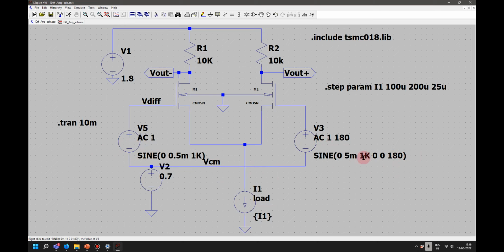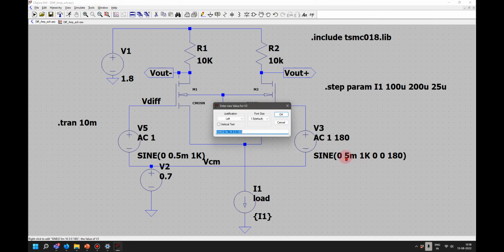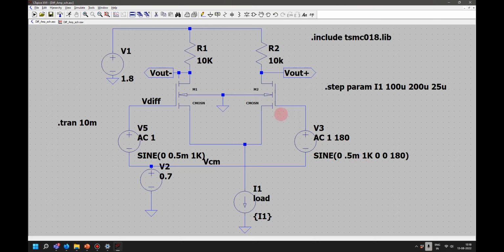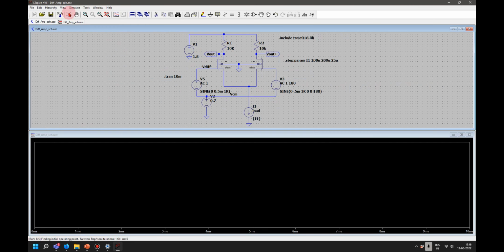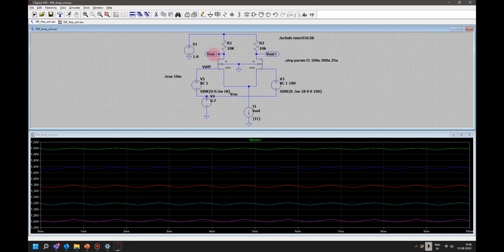The differential signal is, I have written it as 5, it should be 0.5. So 0.5 milli and 0.5 milli, so this becomes 1 milli out here. So this is the signal. Same as before, let me run a simulation and plot V out.